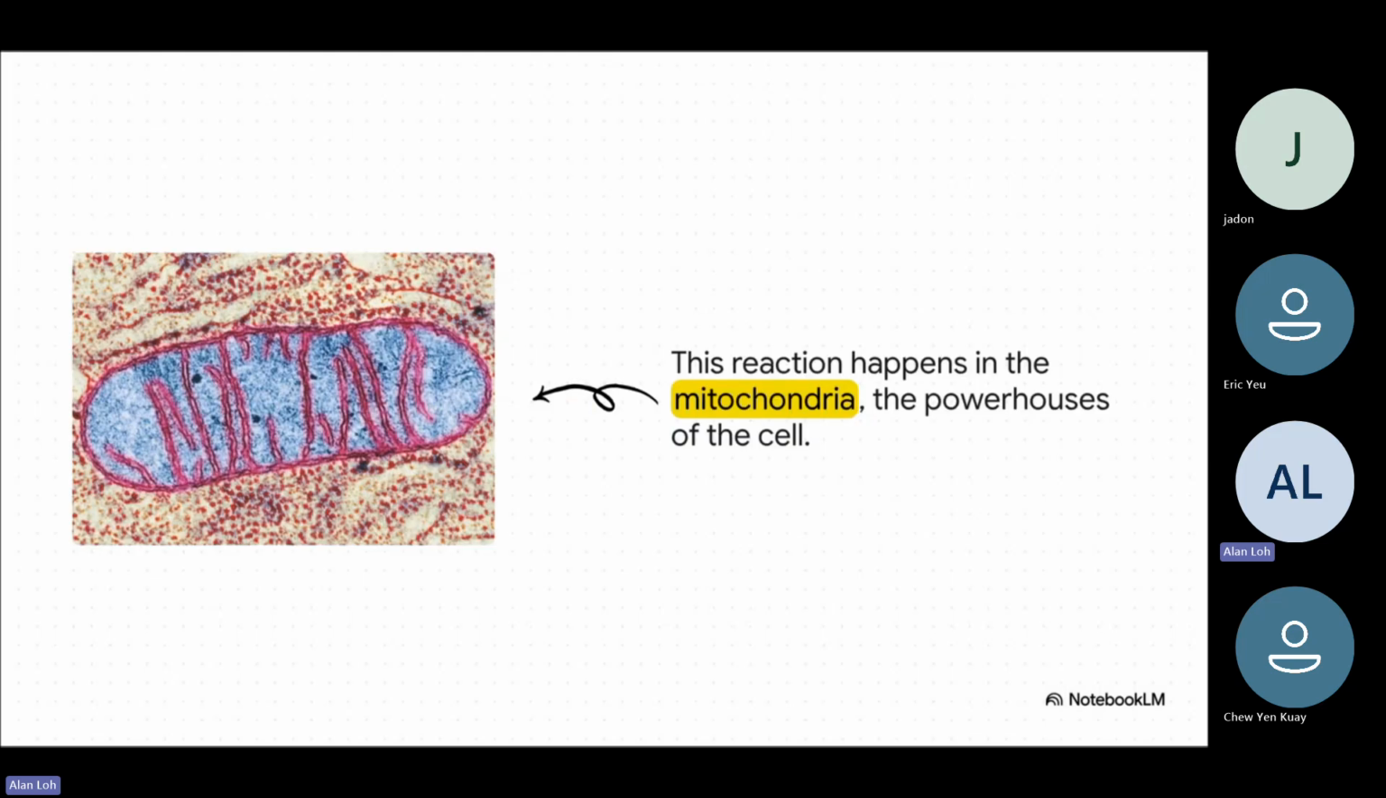And just like photosynthesis has its own factory, the chloroplast, respiration has one too. This reaction happens inside another tiny part of our cells called the mitochondria. You've probably heard it called the powerhouse of the cell, and that's exactly what it is. This is where the energy that is powering you right now is being generated.